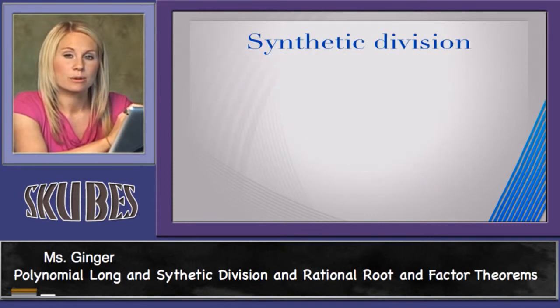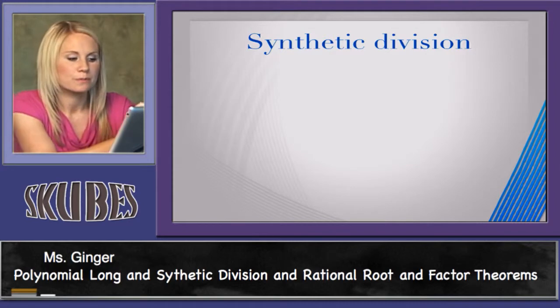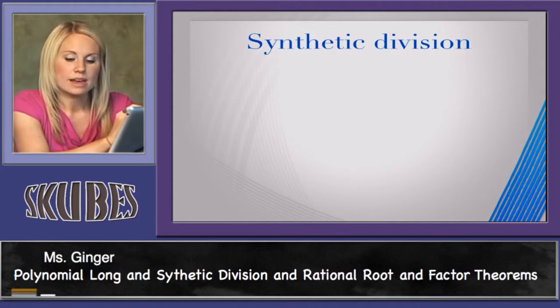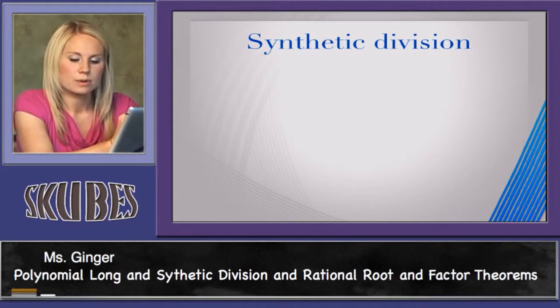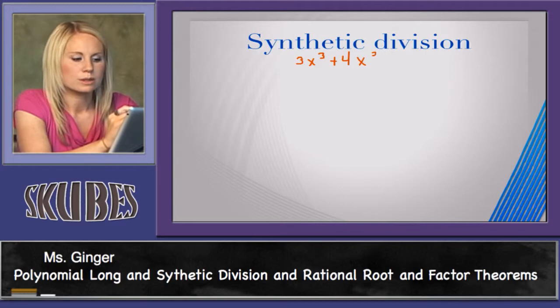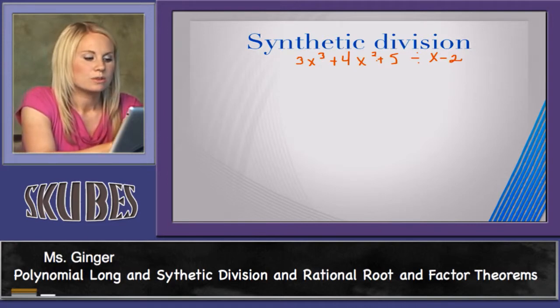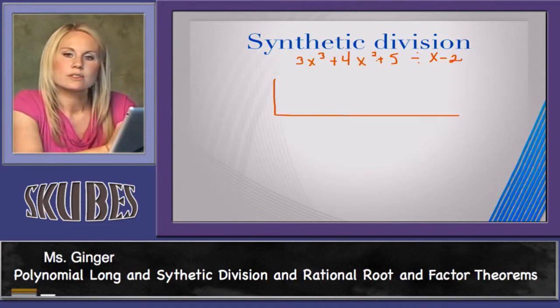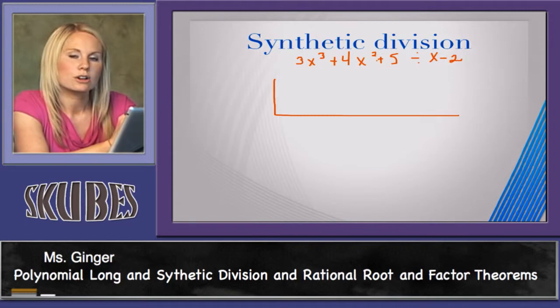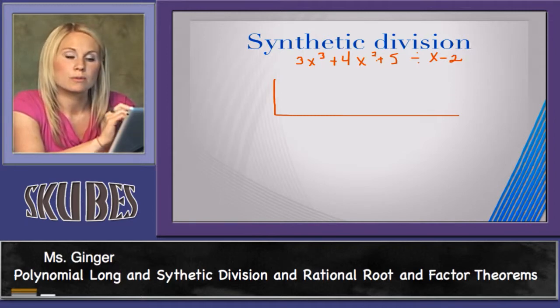Now another method that we're going to take a look at is called synthetic division for dividing polynomials. The way that we're going to do that is take our expression that needed to be divided. Remember, it was 3x cubed plus 4x squared plus 5 divided by x minus 2. And we're going to create an upside down division bar and list our coefficient numbers on the top row here.